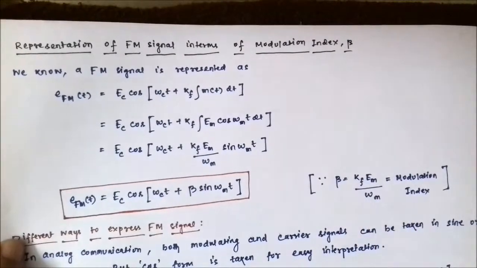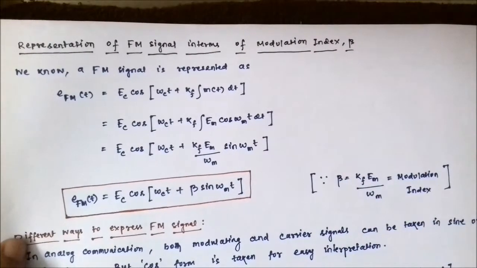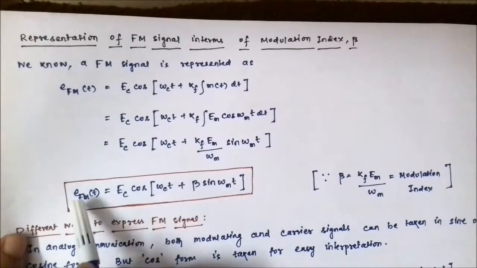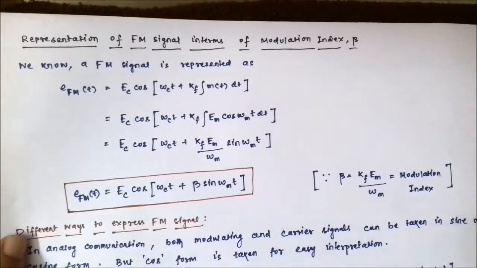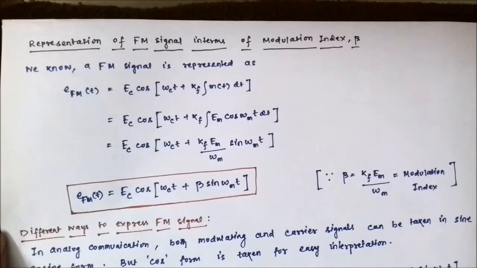Beta is kfem by omega m, which is the modulation index. So this is one form of representation of a frequency modulated signal.